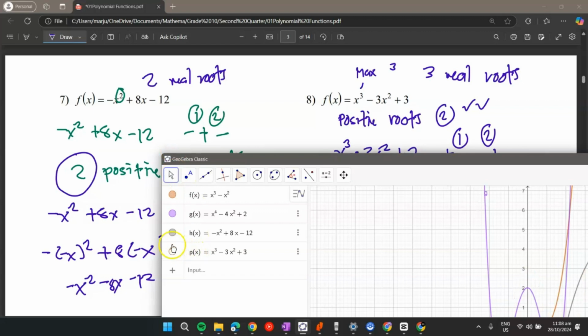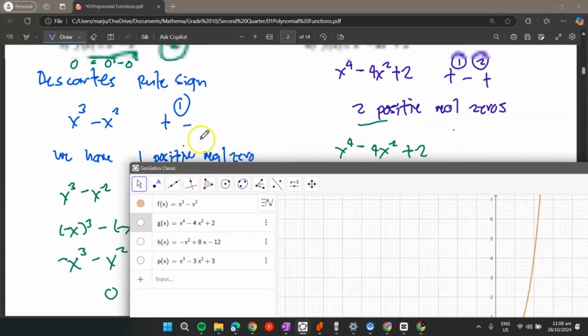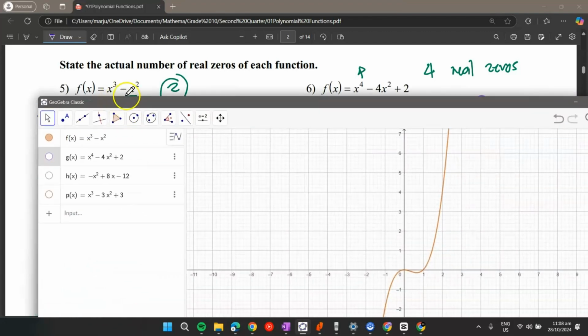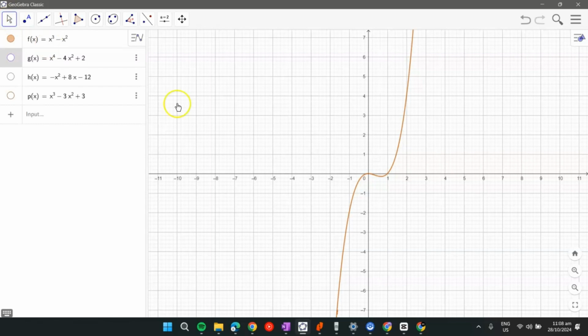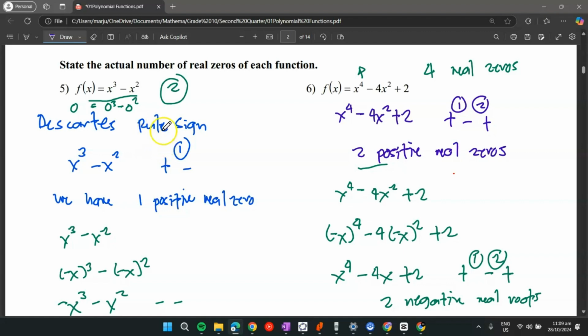Okay, so let's start with the first one. Let's start with x cubed minus x squared. So again, we said that we have 2 real roots, right? One is 0, and then the other one is actually a positive root. We don't know what that is, but we know that it is positive. So if we look at our graph, let me just do special points. Alright, the roots are 0 and a positive 1. So again, it coincides with our answer earlier that we have a 0 and 1 positive root. So we have a total of 2 real roots, or real zeros.